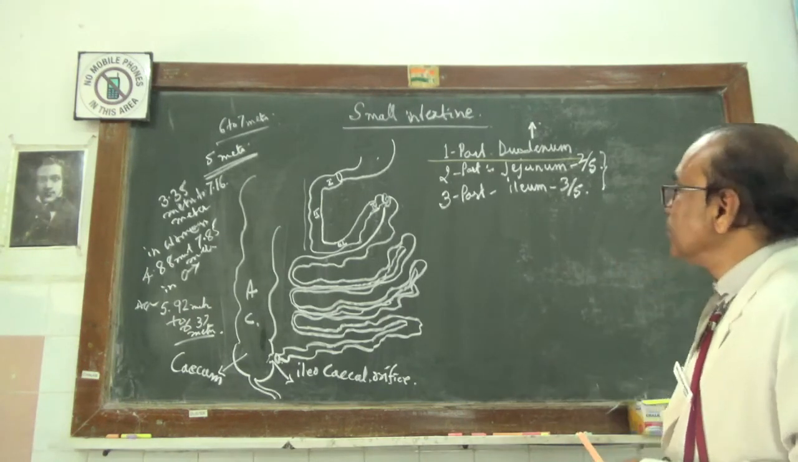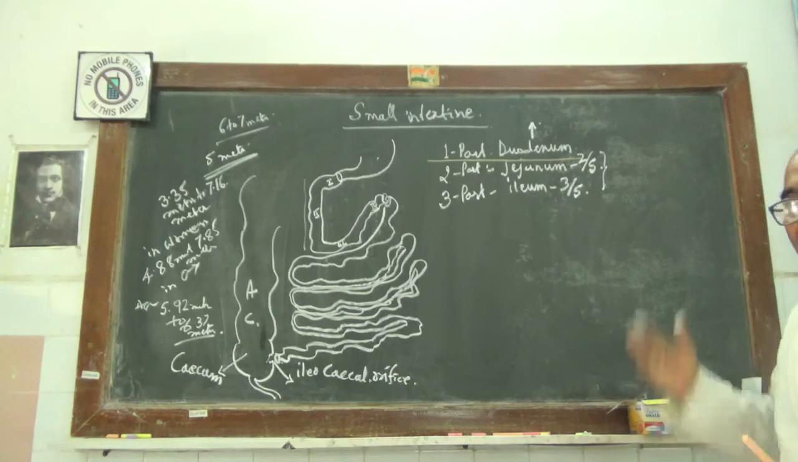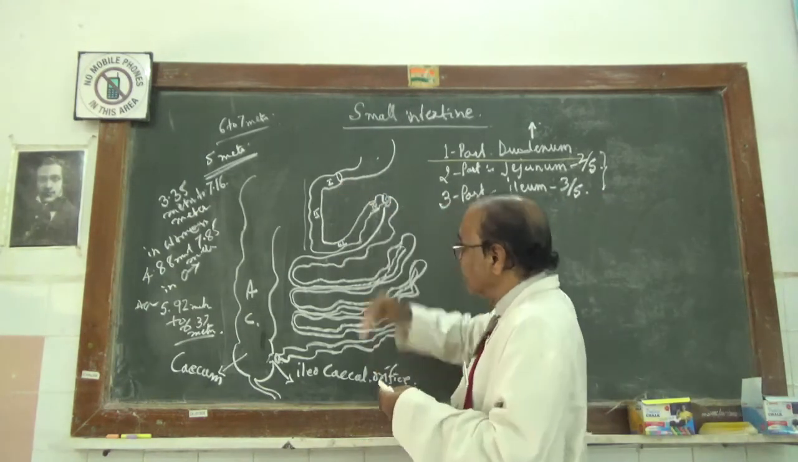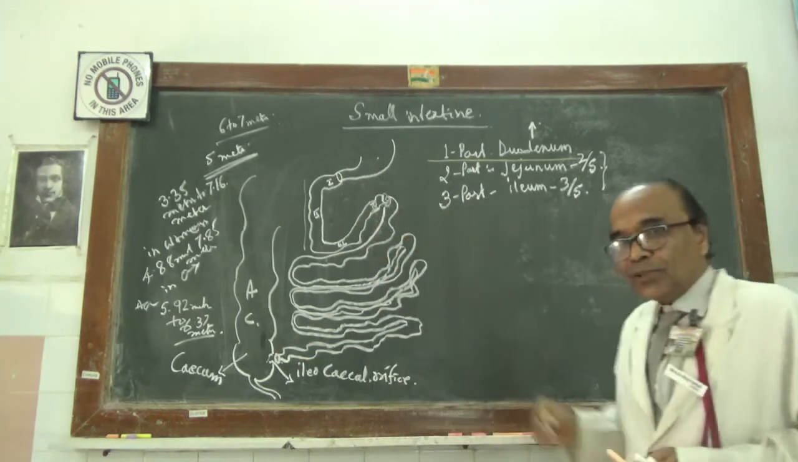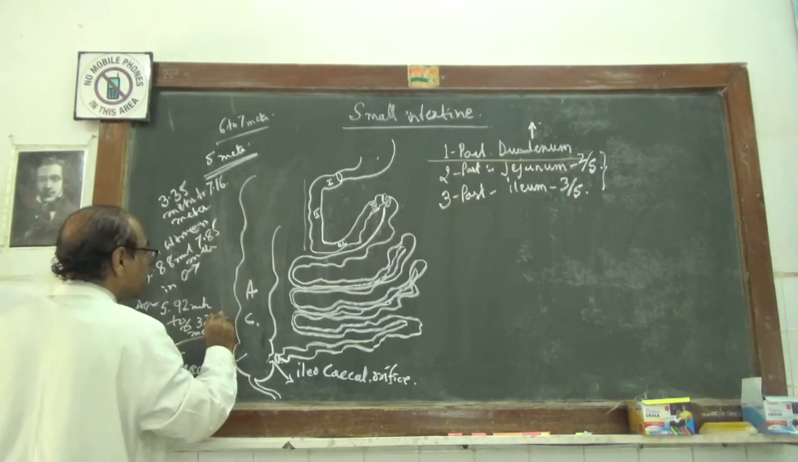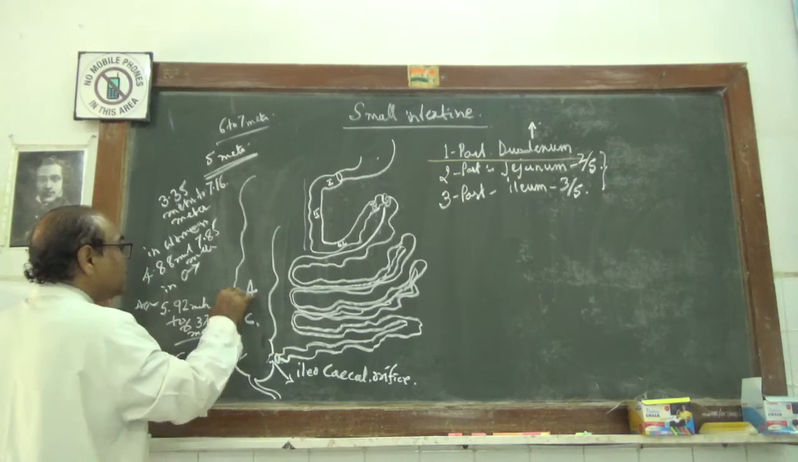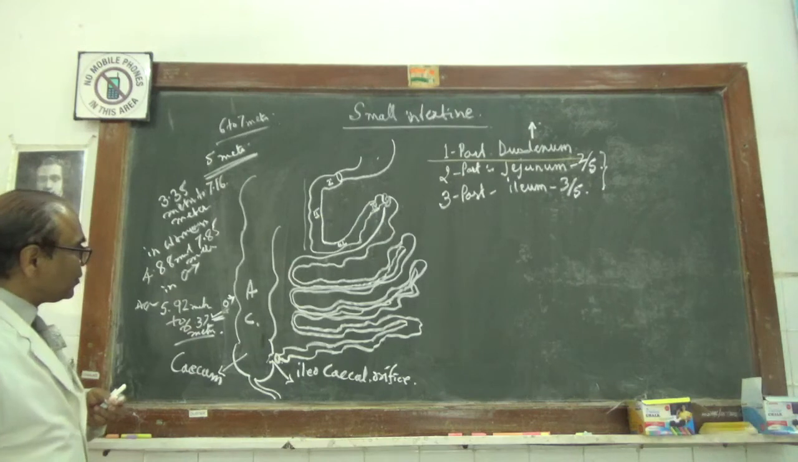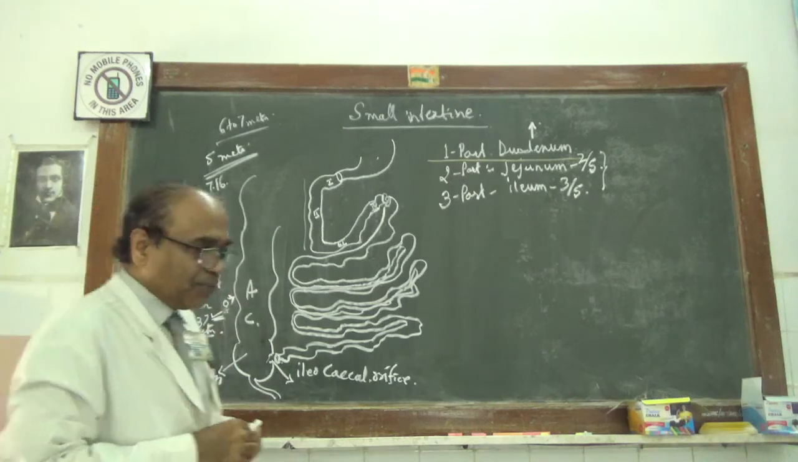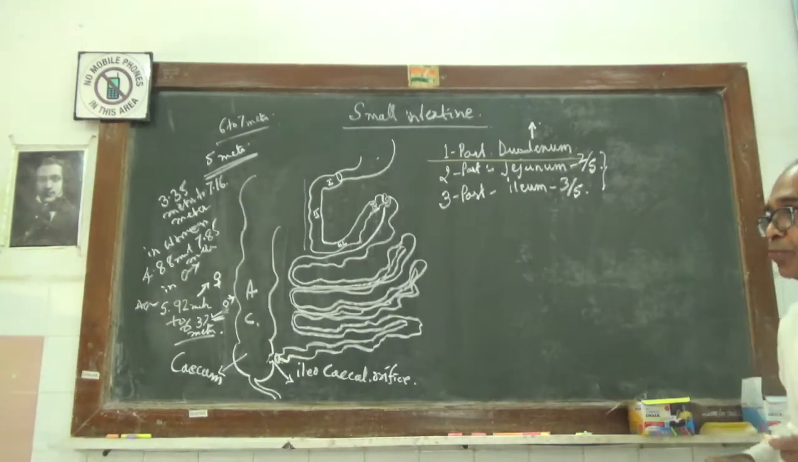Now, on average, the length of the small intestine, right from its beginning to its ending, including the duodenum, in male is approximately 6.37 meters, and in female it is 5.92 meters. So this is the introductory part for the small intestine.